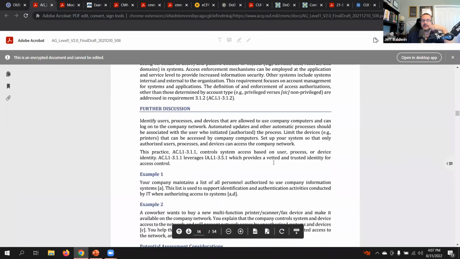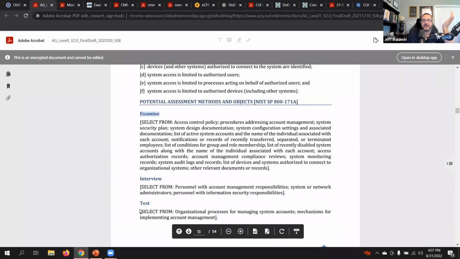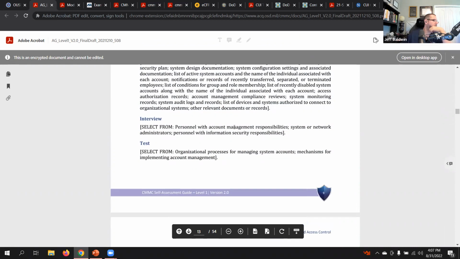So we have further discussion. Actually, rather before you get there, first you have your assessment methods that you can pick from, and then under each one you have objects that you could potentially look at. You do not have to look at every single one of these things, because not every single one of these things will exist.